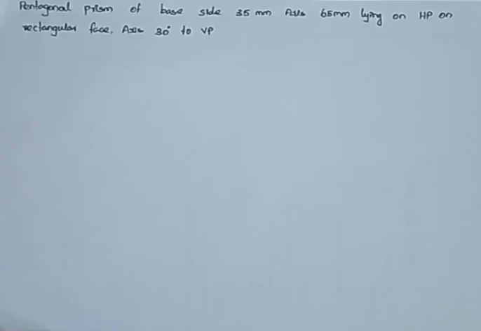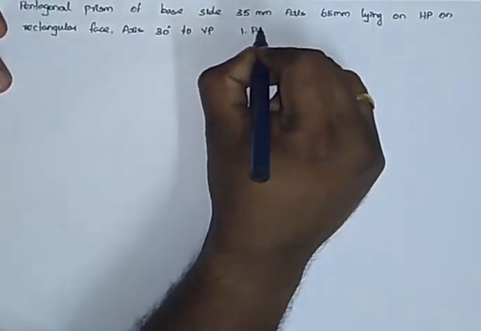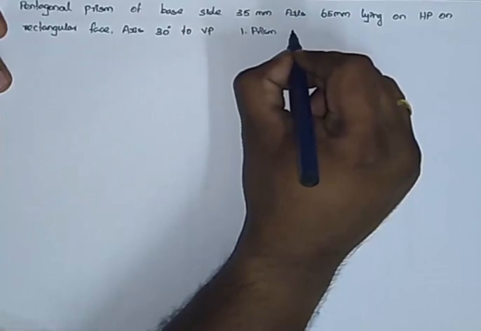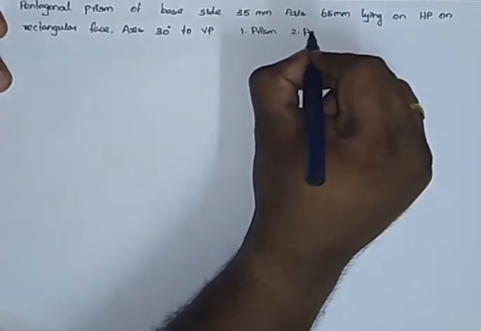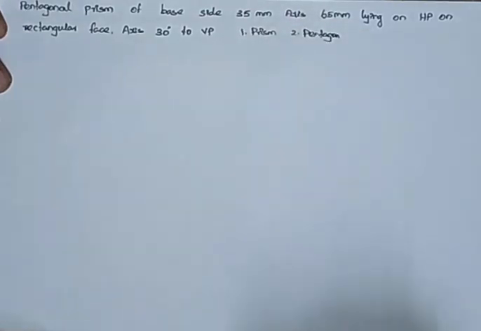In the problem, it is given as pentagonal prism. So it is a pentagon prism. So here number one takeaway is it's a prism of pentagon. Number two is pentagon of base side 35 mm, axis 65 mm, lying on HP on one of its rectangular faces, and the axis makes 30 degree to the vertical plane.